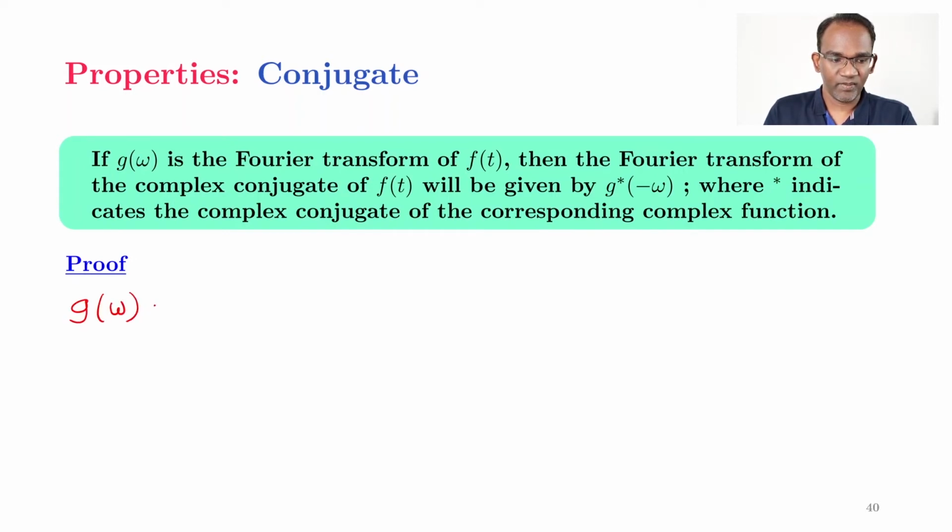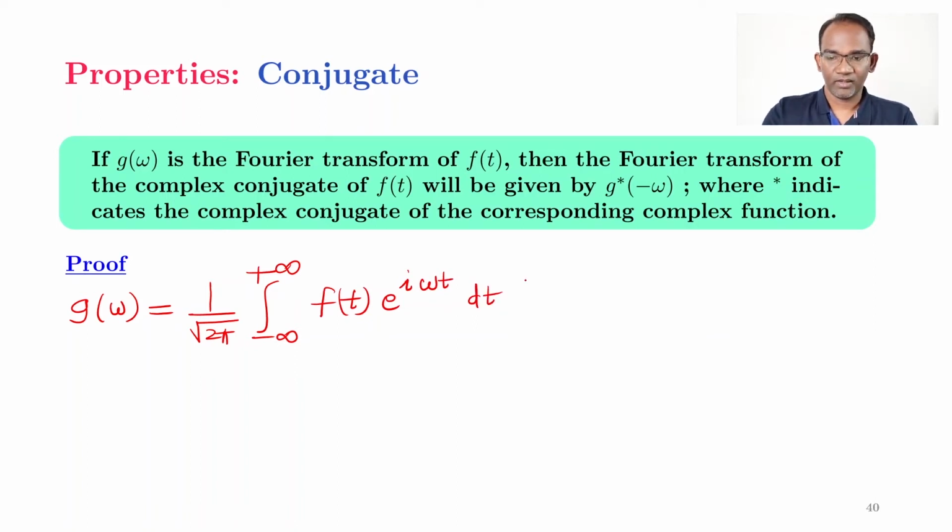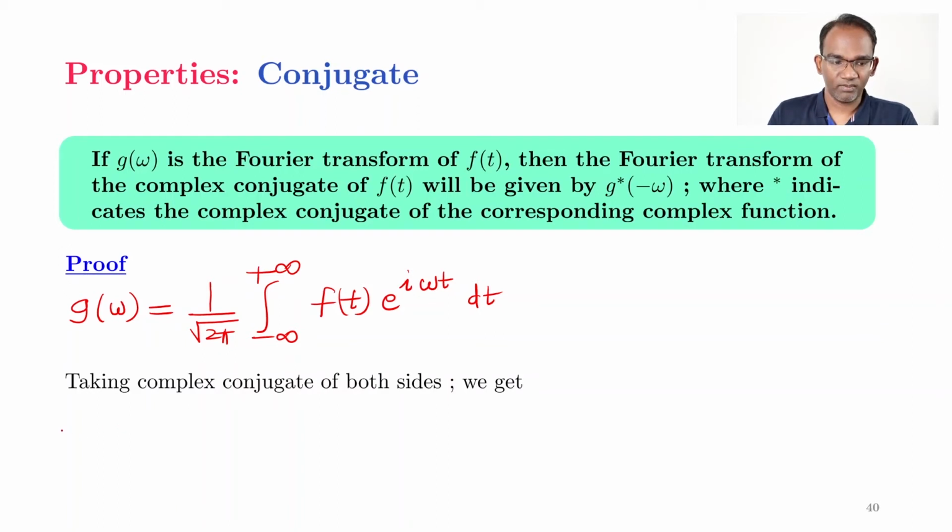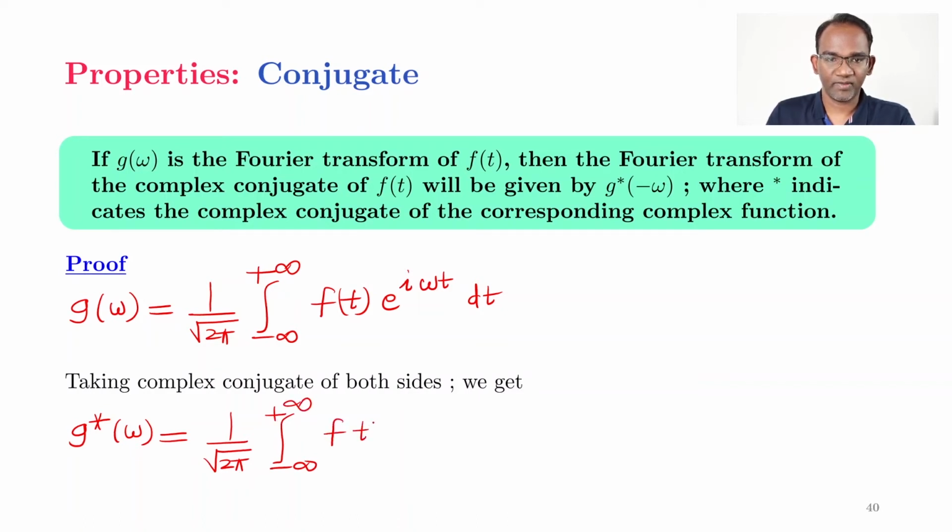We have g(ω) equal to 1 over square root of 2π, integral from minus infinity to plus infinity f(t) e^{iωt} dt. Now when we take the complex conjugate on both sides, we get g*(ω) equal to 1 over square root of 2π, integral from minus infinity to plus infinity f*(t) e^{−iωt} dt.